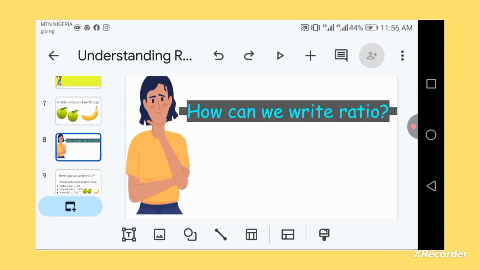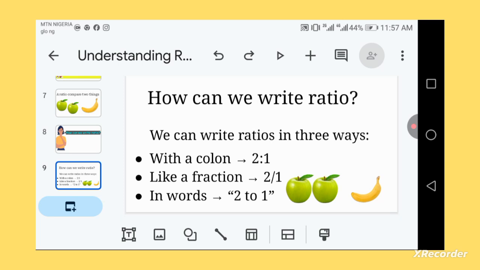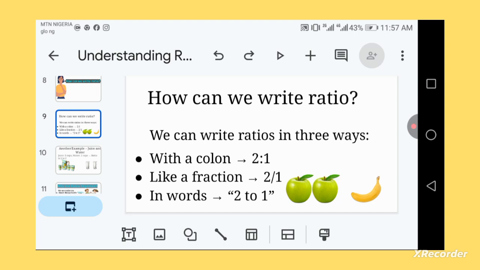So, how can we write a ratio? You can write a ratio in different ways, but they all mean the same thing. We can write a ratio in 3 ways. With a colon, which is 2, then the colon sign, and 1. It still means the same thing. Then we can write a ratio like a fraction, like 2 over 1. We can also write a ratio in words, which is 2 to 1. They all mean the same thing.